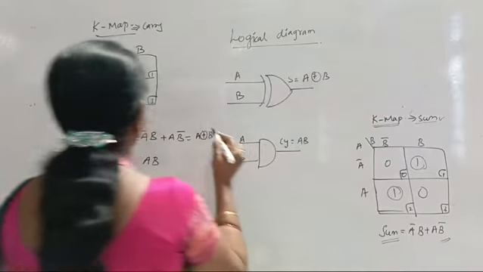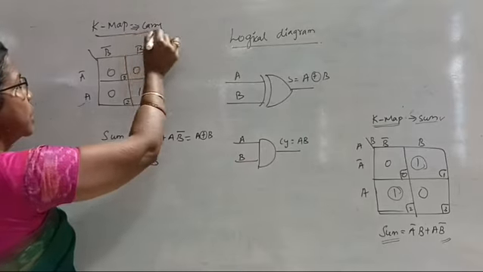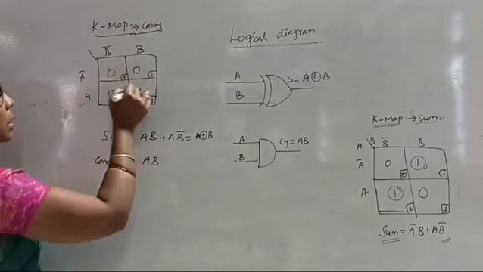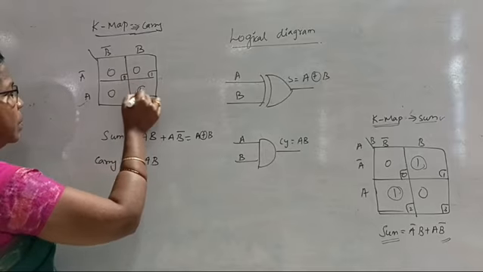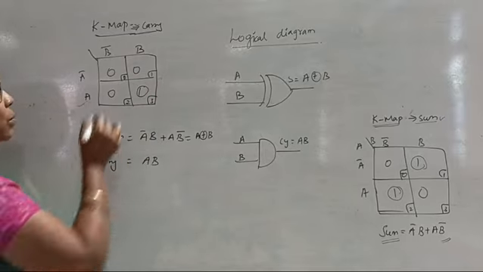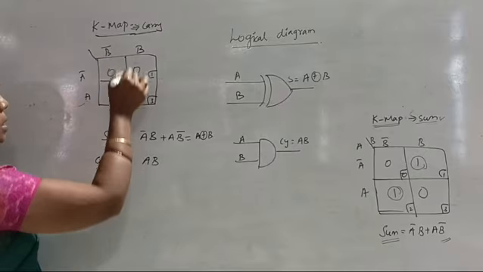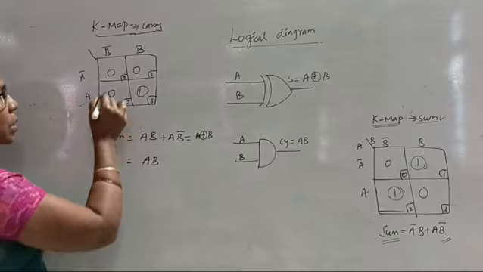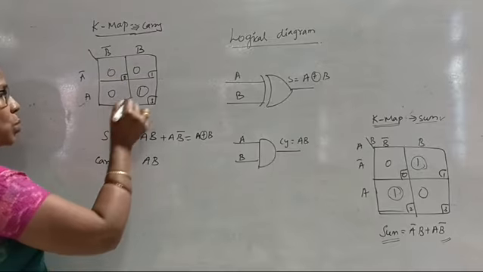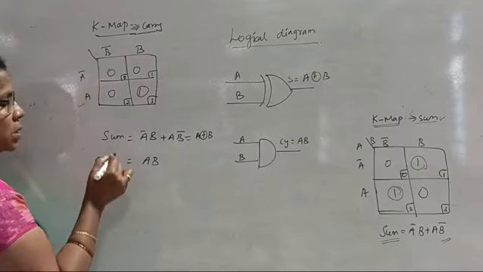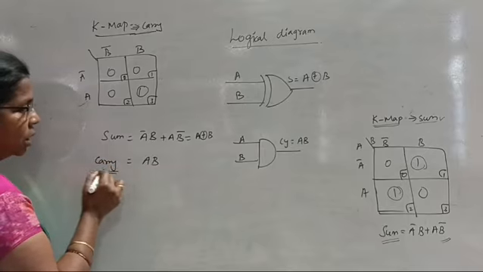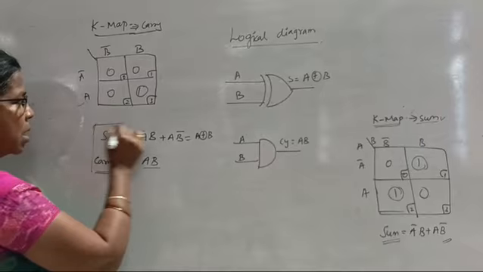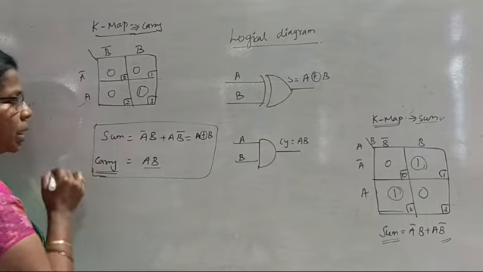Now we have to go with the K-map for the carry term. When filling the carry, you will get only one minterm for the carry, which is A and B. After simplification, there is no possibility of doing the grouping, so you have to write the equation as such. The equation for the carry will be AB. So now the K-map simplification for the half adder is over.